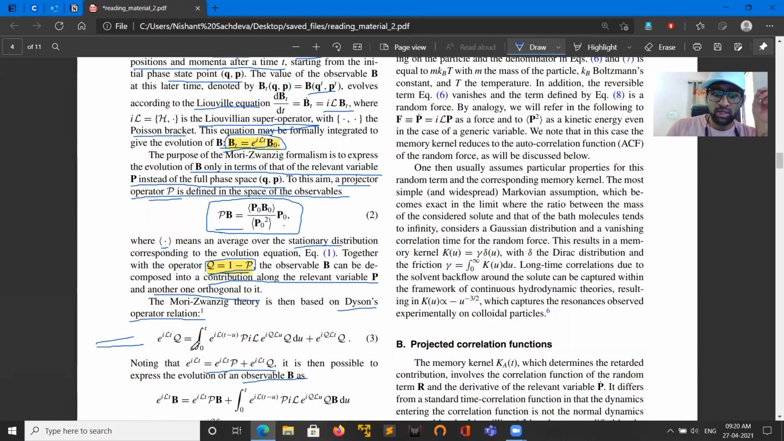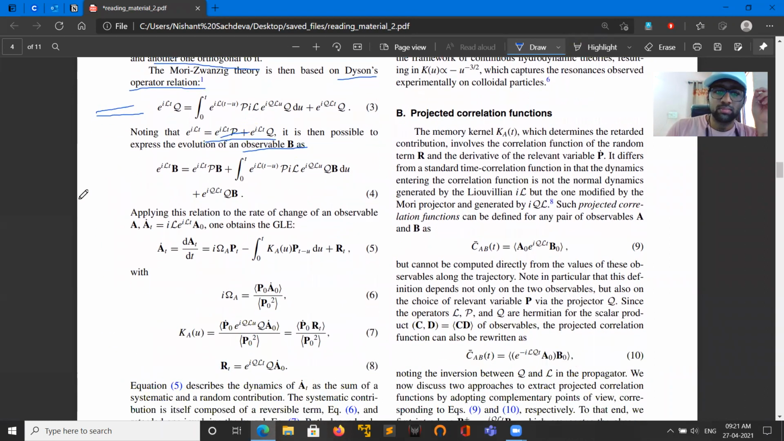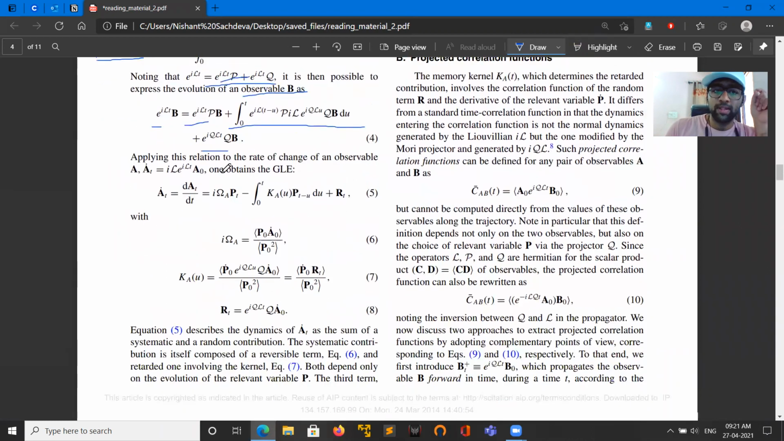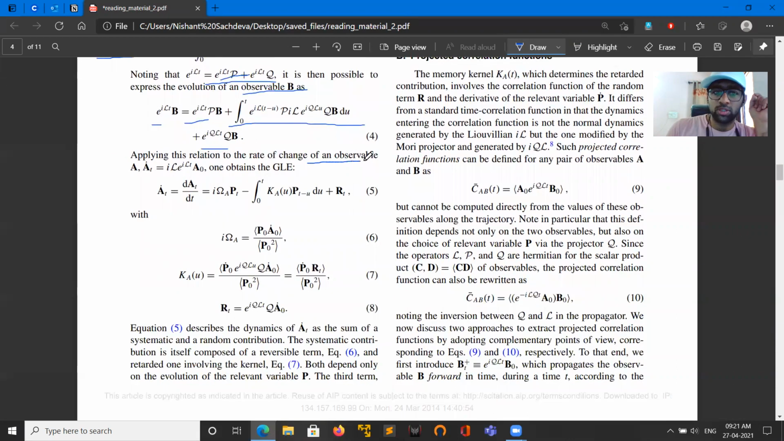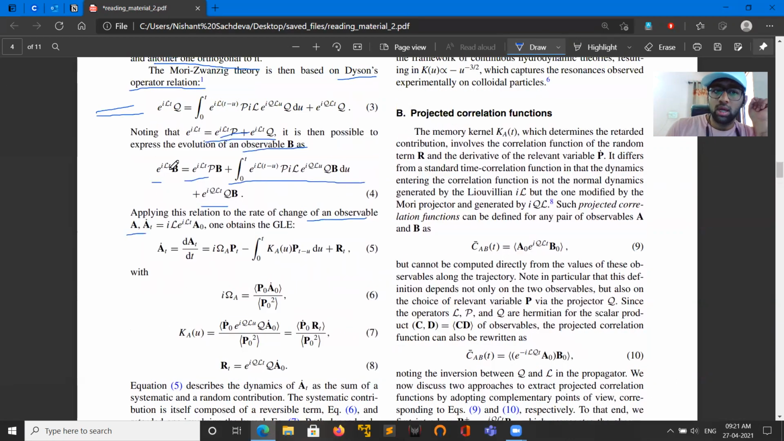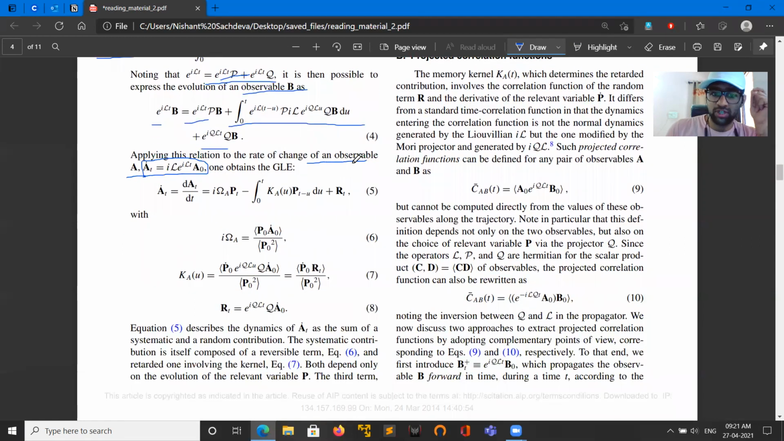Now we have e to the power iota L t as along p and q, so that we can substitute up here. B as e to the power iota L t b is e to the power iota L t b p plus e to the power iota L t b q plus this particular integral. Now applying this relation to the rate of change of an observable A, we get the observable A's rate of change as this particular thing here. Once we apply this relation, we obtain the GLE.